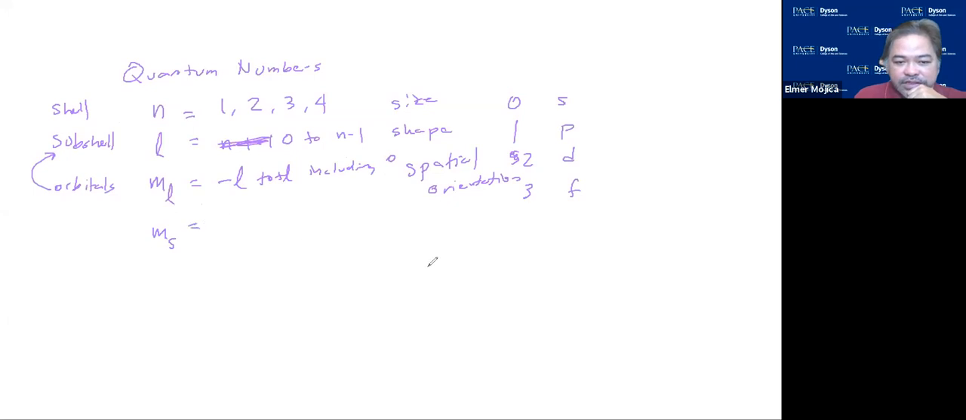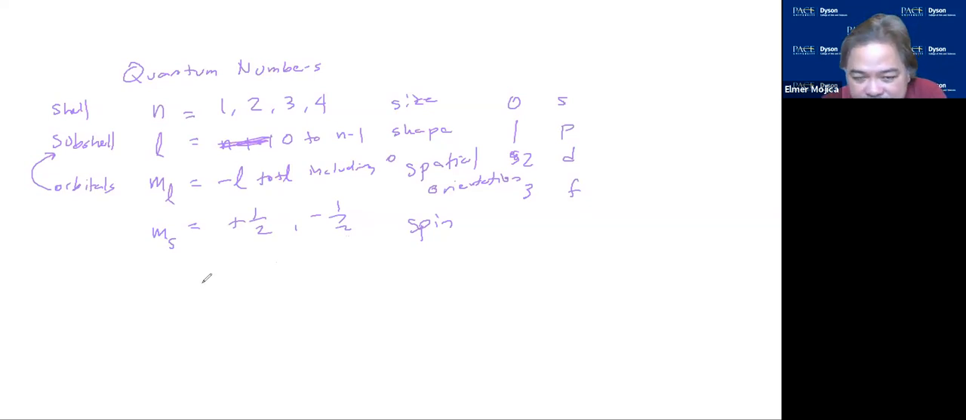And the last one that we have from last time is the spin quantum number. Its value is either positive 1/2 or negative 1/2. So it just tells us that the electrons occupying an orbital must have opposite spins. And based on the Pauli exclusion principle, an orbital can accommodate at most 2 electrons.